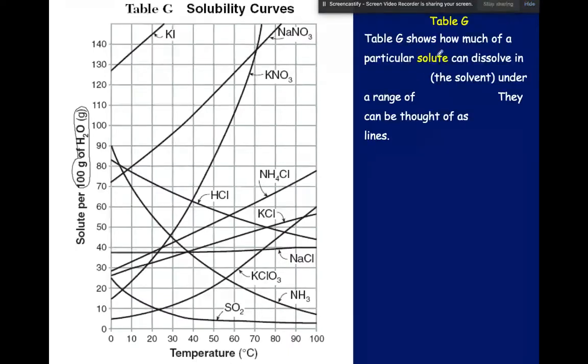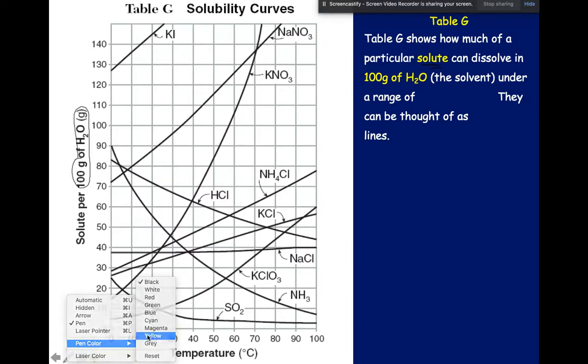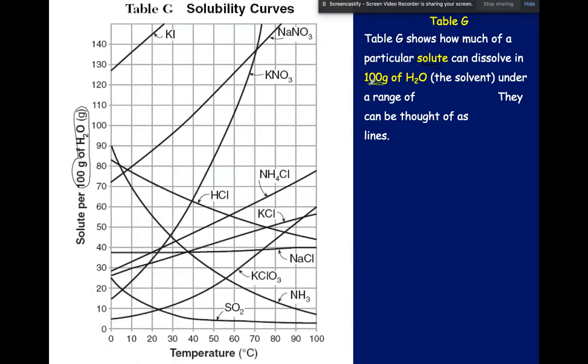Okay, so Table G basically shows you how much of a particular solute can dissolve in 100 grams of water. Again, when we graph, we want to graph two variables and we want to keep one the same. So we're keeping this the same. We're going to graph temperature versus the amount of solute, in grams, under a range of temperatures. And then these can be thought of, like we said a while back, as saturation lines. So these are the lines of saturation that you would have for each of these compounds at that temperature, at that amount of solute, okay?